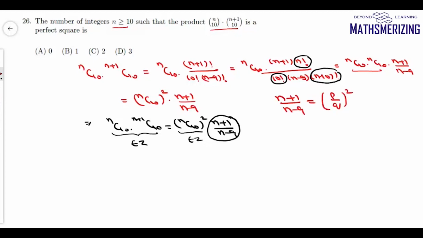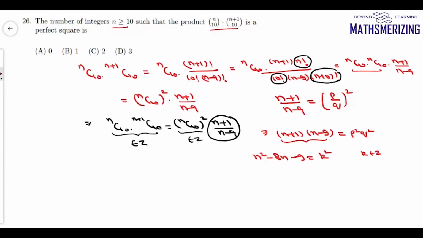Now we need to find the value of n so that I can express it in the form of p upon q whole square. Another way of looking at the problem is, we can write this as n plus 1 into n minus 9, and it should be p square into q square. So this product should also be a perfect square for the same values of n. If I multiply them, I'll write n square minus 8n minus 9, and this should be equal to some k square where k is an integer.